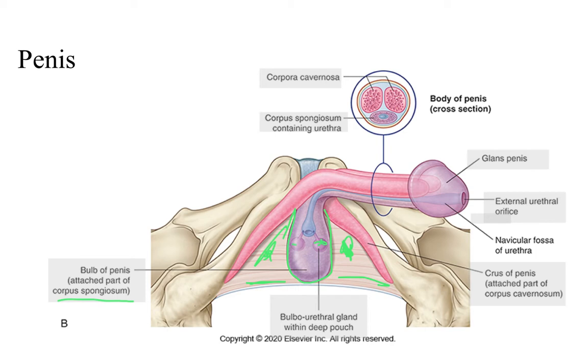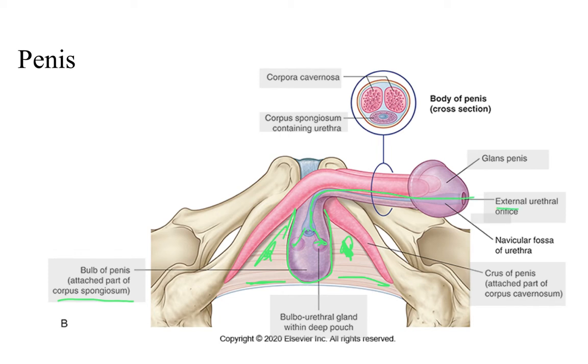You have the bulbourethral glands, and you can see where they dump their contents into the urethra, and that would be the opening of the urethra going through the spongy part of the penis, or the corpus spongiosum rather. And then it continues out, and we've already talked about that through the external urethral orifice.